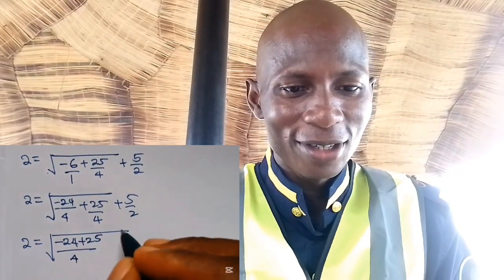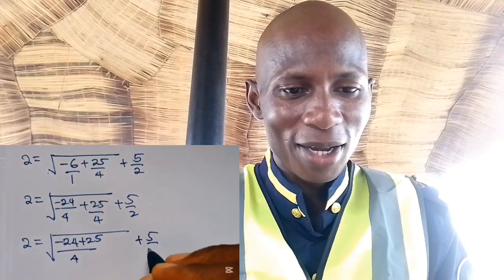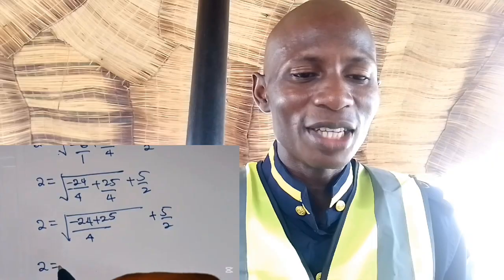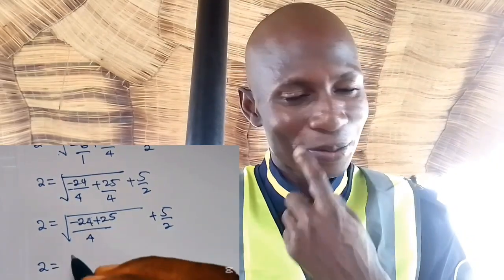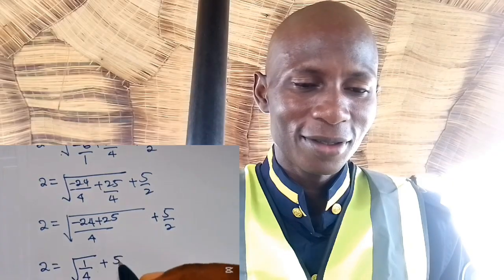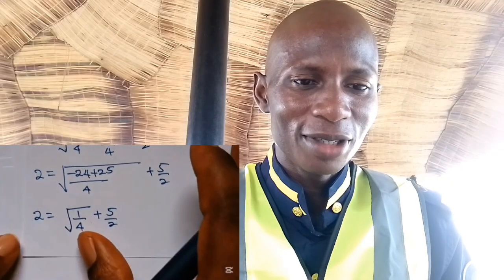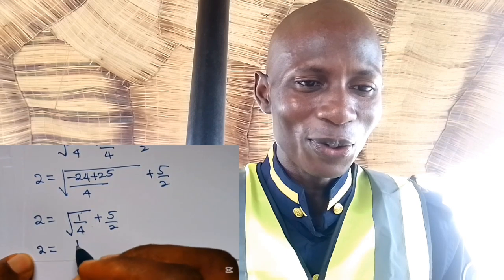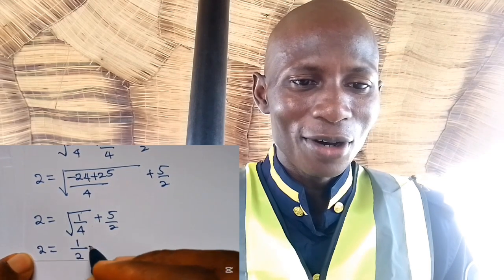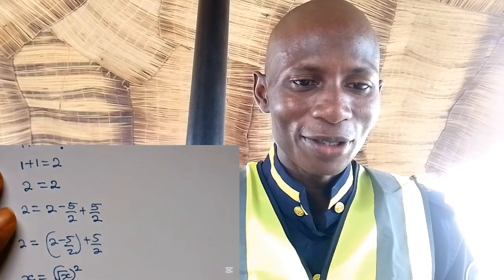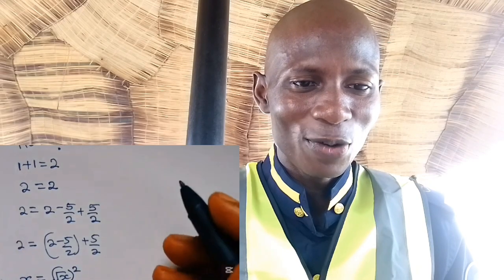Then you bring everything to the same denominator. 25 minus 24 will give us 1. So we have the square root of 1 over 4 plus 5 over 2. You can finish it from there. 2 is equal to the square root of 1 over 4 plus 5 over 2. The square root of 1 is 1, the square root of 4 is 2, so it is 1 half plus 5 over 2. Now let's continue.